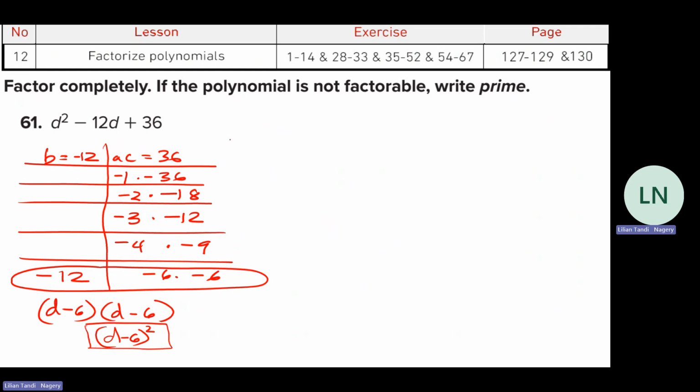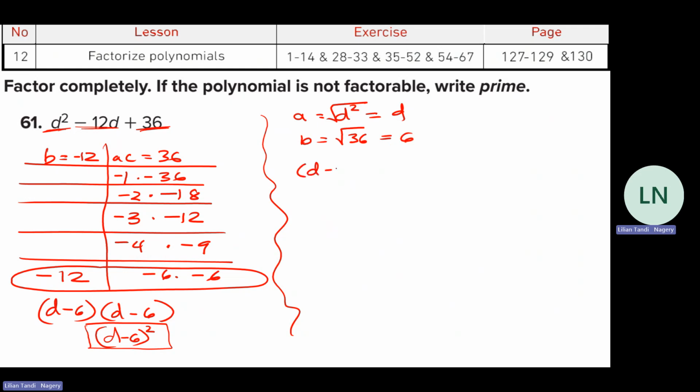Okay. If I decided to use the rule of square of difference, this is a perfect square and this is a perfect square and this is minus. So I'll say my A equals the square root of d squared, and my B equals the square root of 36, which gives me d, and this gives me 6. So I just write here d minus 6, d minus 6, just like that. And because they are the same, so d minus 6 squared. This is if you're using the rule, okay?